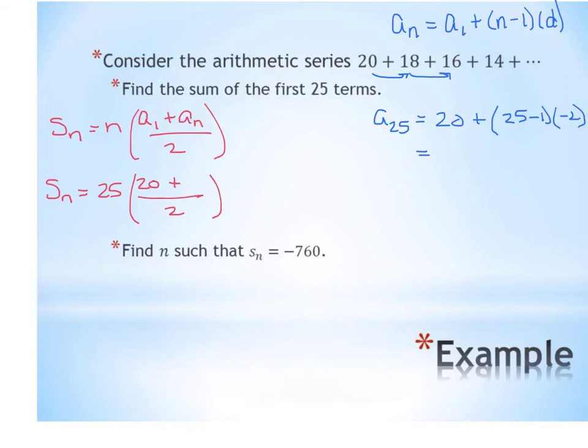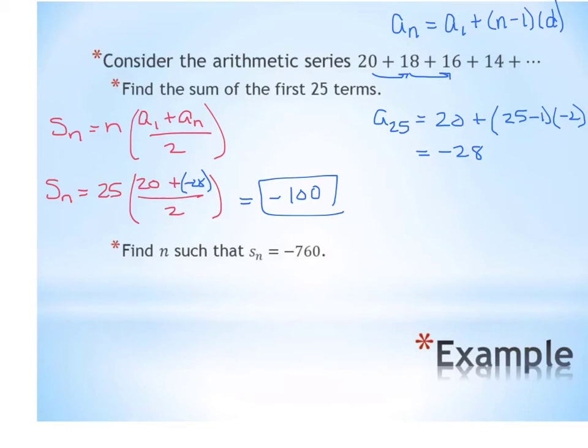So, 20 plus 24 times negative 2, 20 minus 48, negative 28. There is my 25th term, negative 28. And then we're just going to compute that. So it looks like we have negative 8 divided by 2, which would be negative 4 times 25. The first 25 terms add to be negative 100. And that should make a little bit of sense.